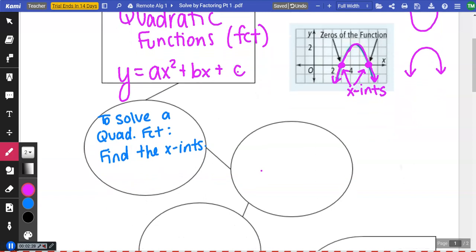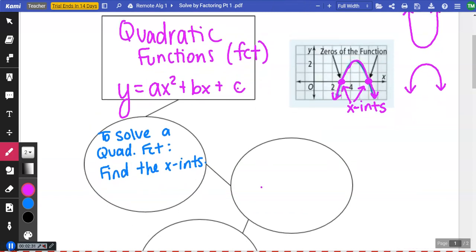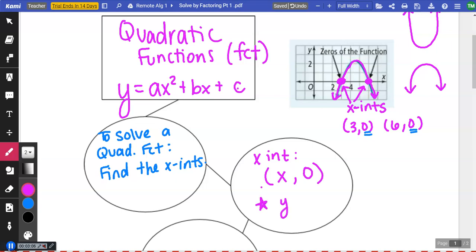So when I talk about an x-intercept, both of these points here, it looks like this first point is at 3, 0, and the second x-intercept is at 6, 0. What do these 2 points have in common? What these 2 points have in common is that the y value of these points is 0. So whenever you have an x-intercept, you're always going to have a point that has some x value, but the y value is always going to be 0. Y is always 0.